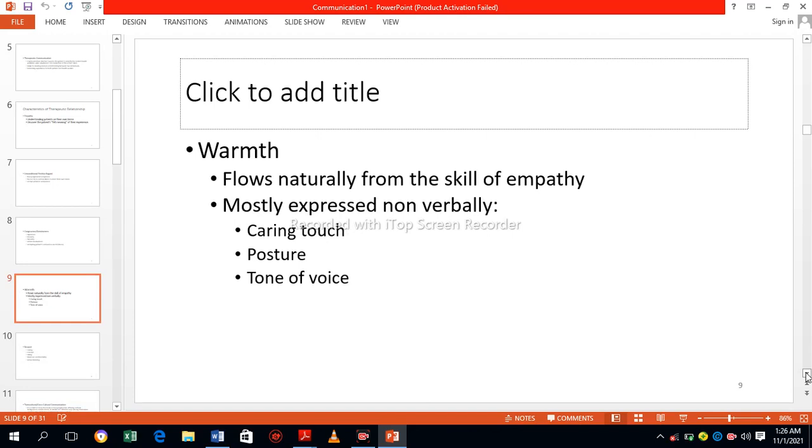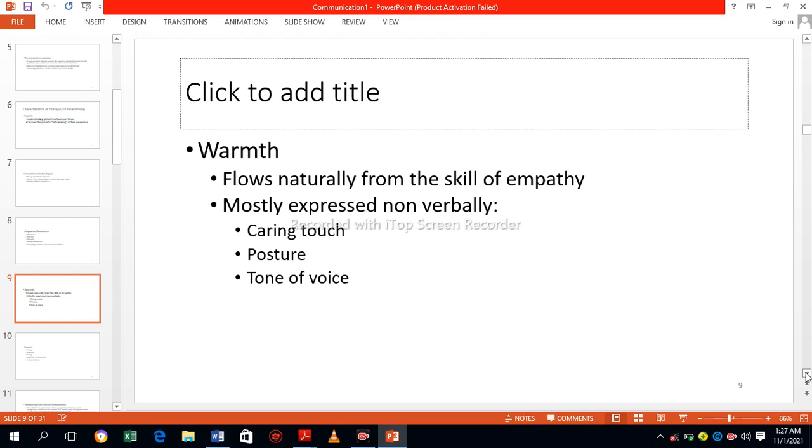The other characteristic is warmth. This results from the flow that you naturally show from the skill of empathy. It is mostly expressed non-verbally. You give them a tone of voice so that they can have a warm therapeutic discussion with you. You give them that caring touch. You do not judge them, acting with positive regard. You give them the posture that makes them feel you are understanding them on their basis. You are not judging them.